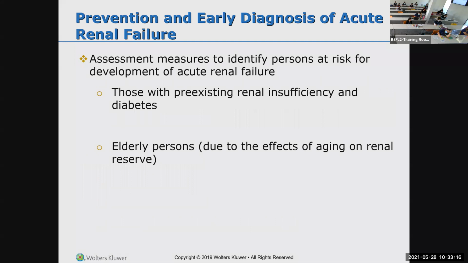Now, prevention and early diagnosis of acute renal failure. Assessment measures to identify persons at risk of developing acute renal failure, those with pre-existing renal insufficiency and diabetes. There are these two things: diabetes mellitus and hypertension. Please make a note. Diabetes mellitus and hypertension.